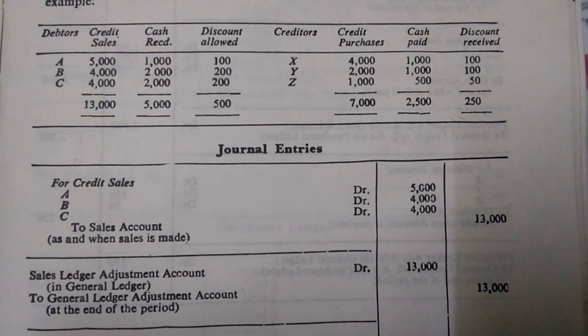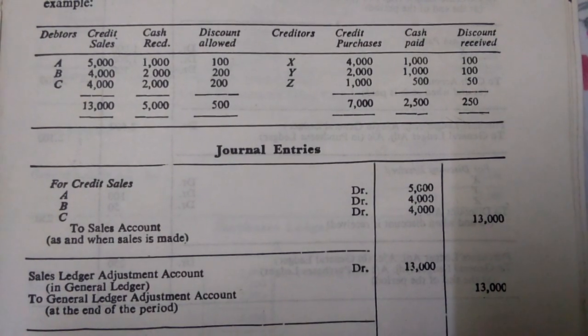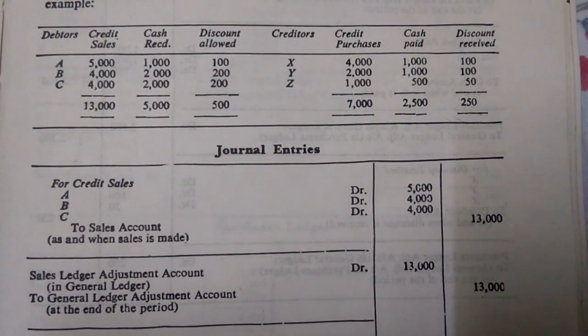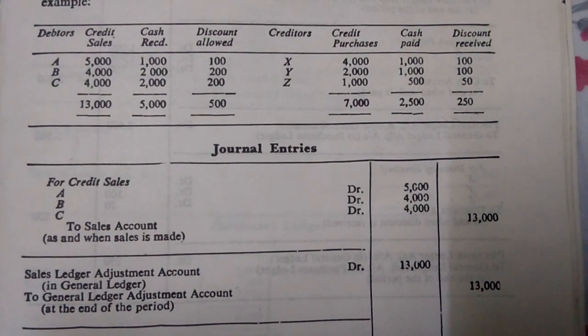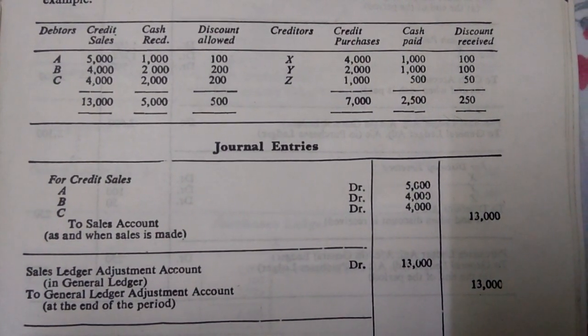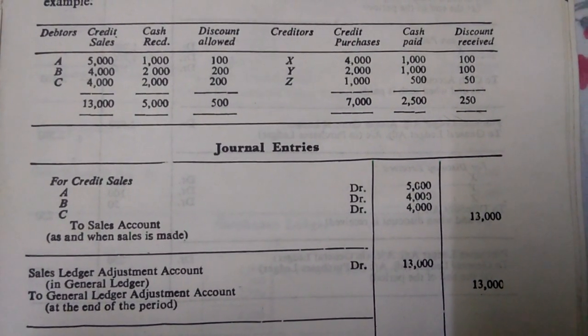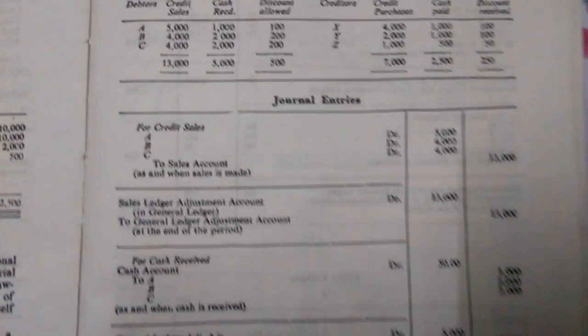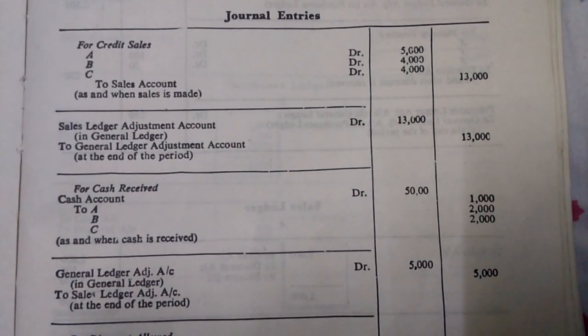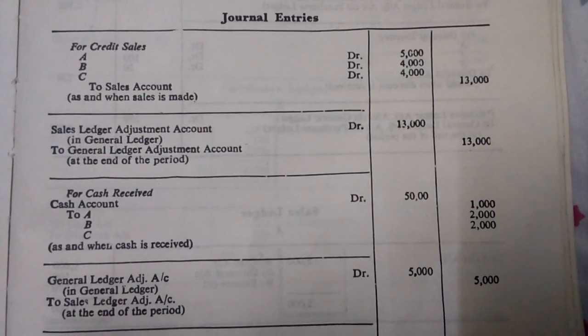And next one is creditors X, Y, Z. Credit purchases 4,000, 2,000, 1,000, total 7,000. Cash paid 1,000, 1,500, 2,500. Discount received 100, 150, 250. So, try to understand what the journal entries are here.